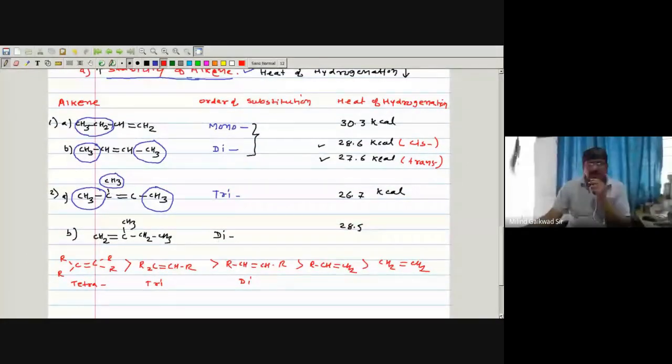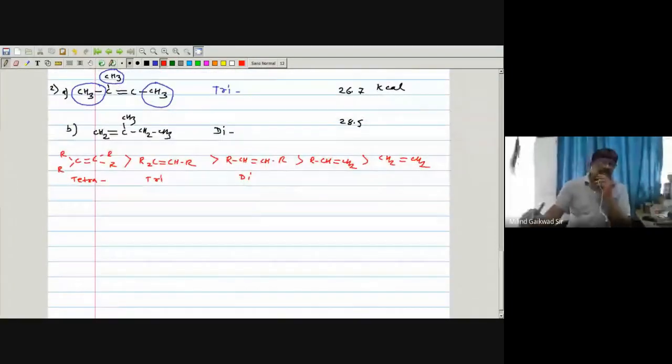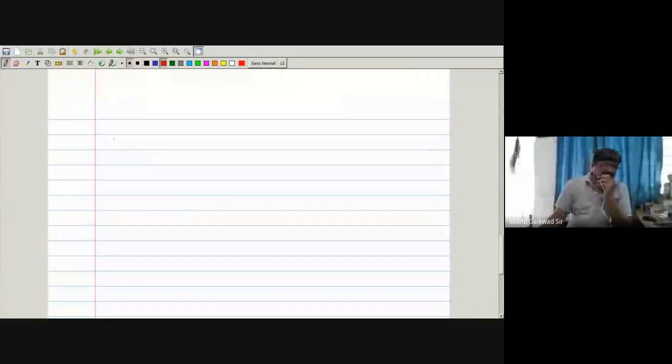So this is the Saytzeff rule we have seen. In this way, we can explain the stability of any alkene. So we have to check the heat of hydrogenation, and depending upon that, we have to check the stability, right? Now, the next justification we can give is by energy of activation.